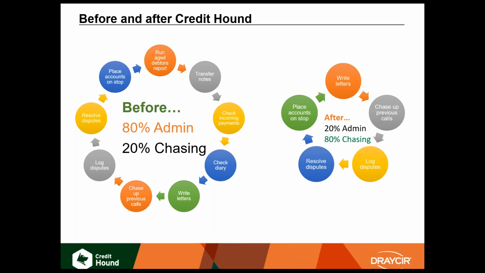So just take a moment just to remember that Credit Hound can be used to create lots of different collection paths or collection processes for all your different customers. Just because you have, I don't know, 200, 300 accounts on your ledger, it absolutely does not mean that they get chased in the same way.